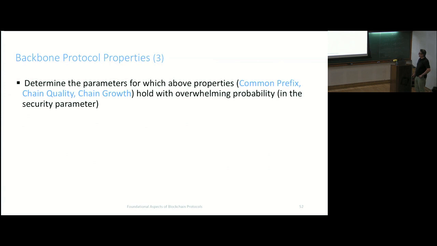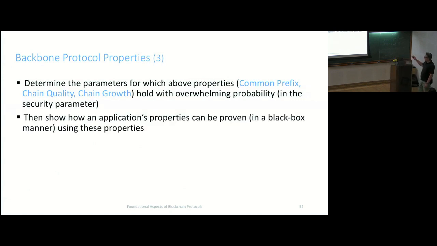Okay, so we want to see under what conditions these properties are going to hold. We have a bunch of parameters. We're going to have a security parameter that's going to be the size of the range of the hash function, say. We want these properties to hold with overwhelming probability in that security parameter, because these properties, as we stated, should hold with overwhelming probability.